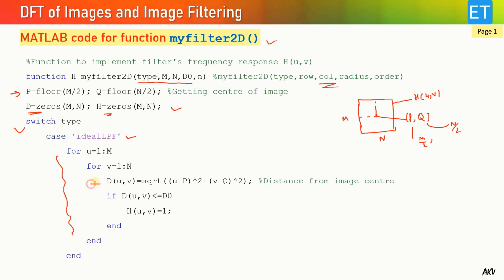So in that code, I have just used these mathematical expressions. Here you can see that first the distance is calculated. This distance is d equal to the square root of (u minus p) squared plus (v minus q) squared, that is, your current pixel location minus your center location. This is how the distance is calculated from the center, and it is given into this if condition. If the computed distance is lesser than d0, you assign HUV equal to 1.